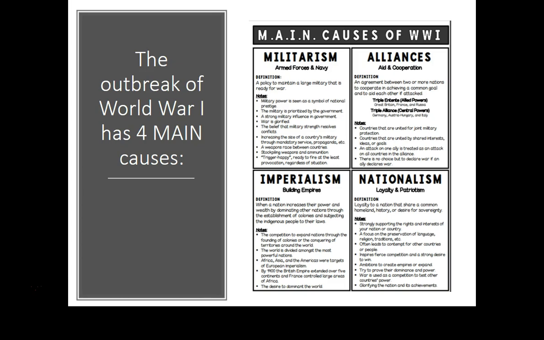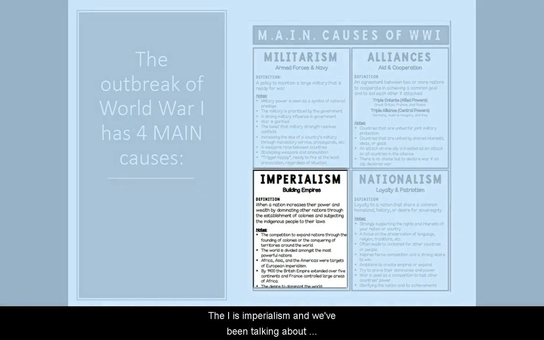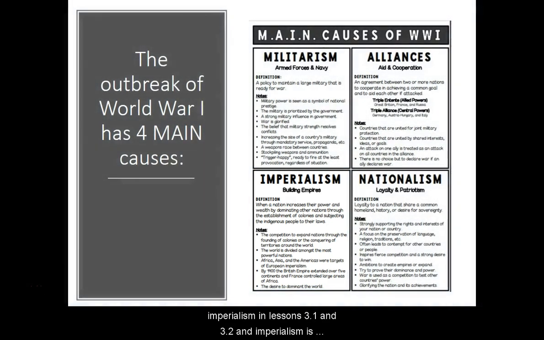The I is imperialism, and we've been talking about imperialism in lessons 3.1 and 3.2. Imperialism is when a bigger nation takes over a smaller nation for the purpose of raw materials and new markets. And at this point in time, that's how a country becomes a world power, by taking over smaller countries. The more territories you have, the bigger and badder the country is.